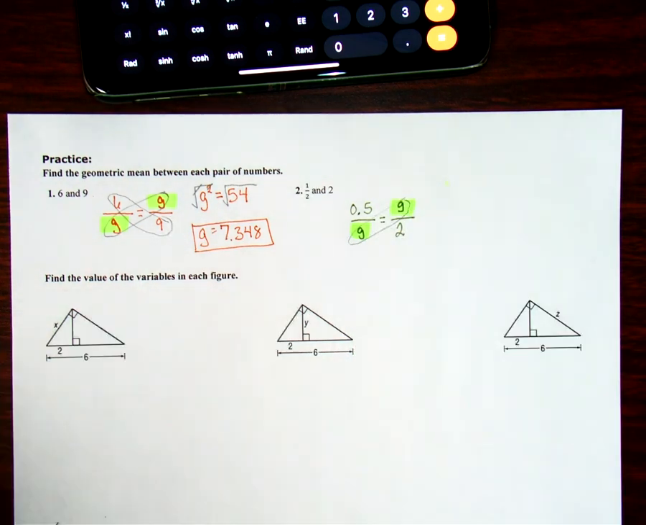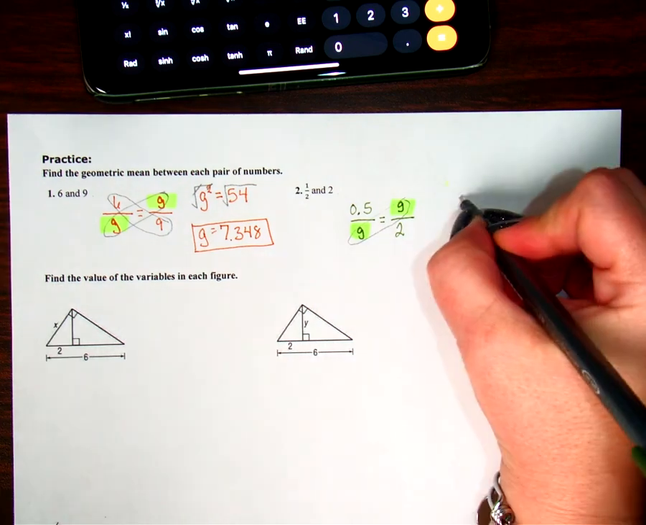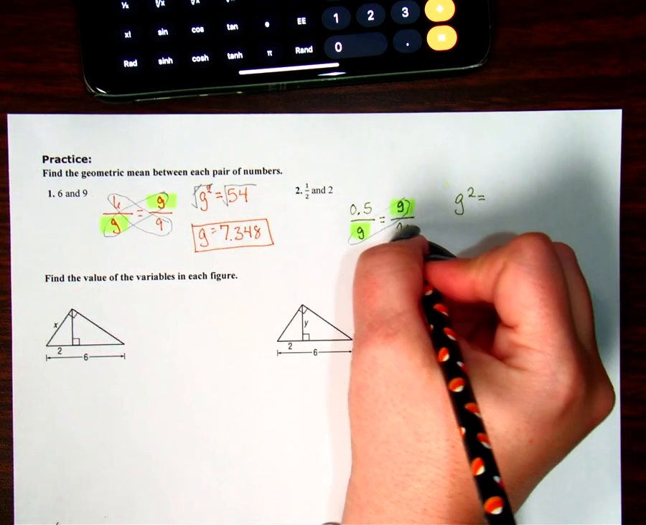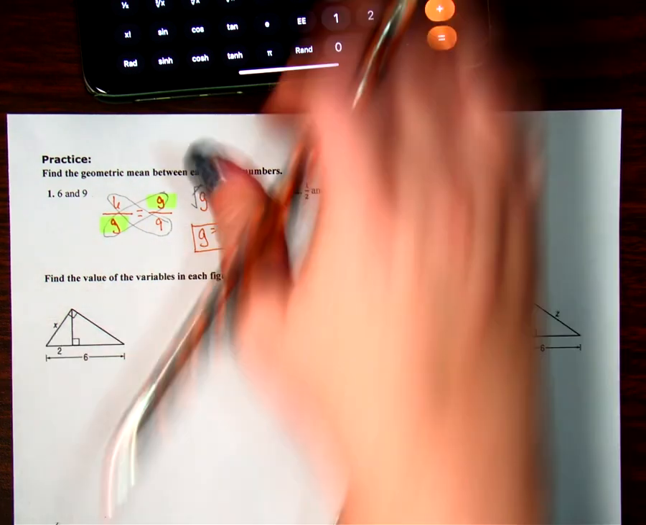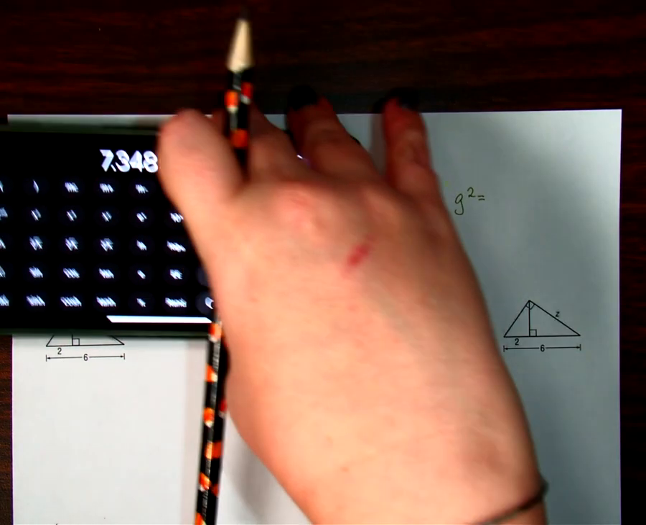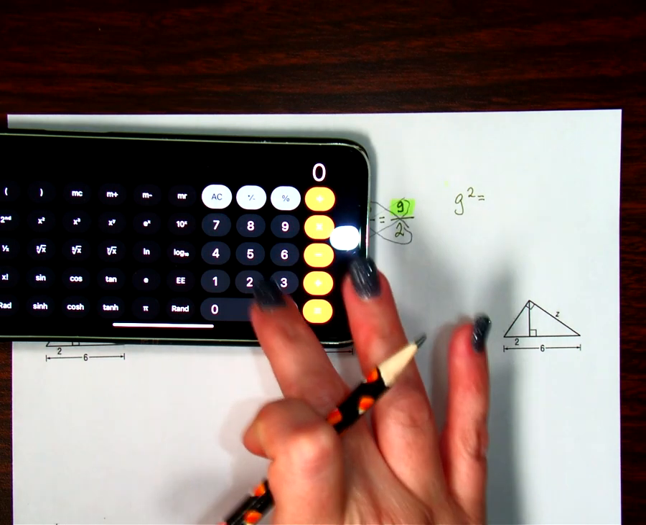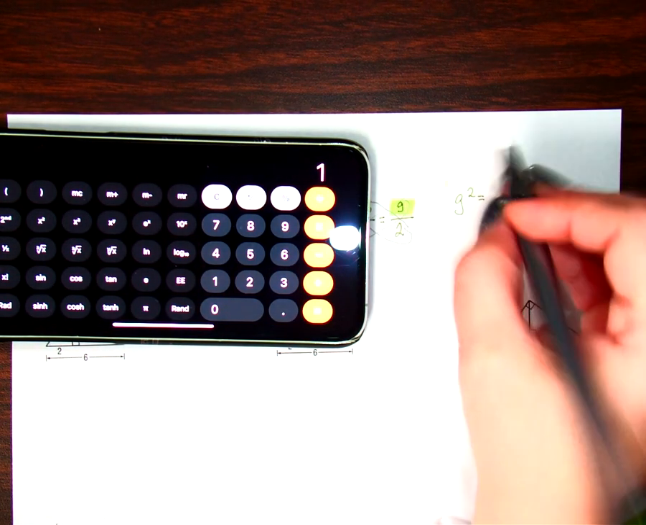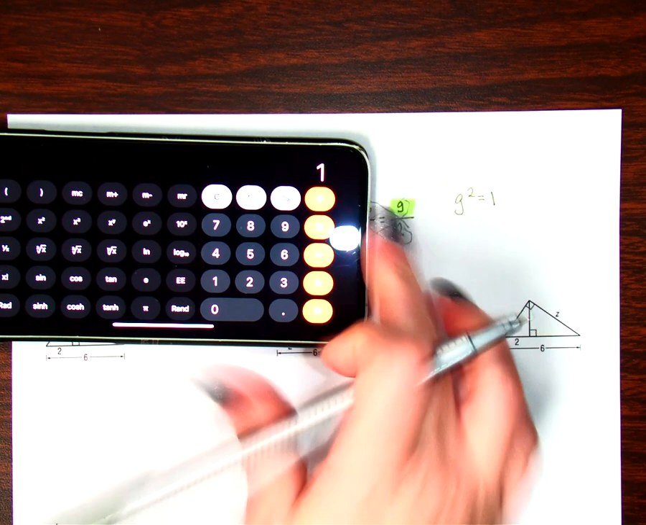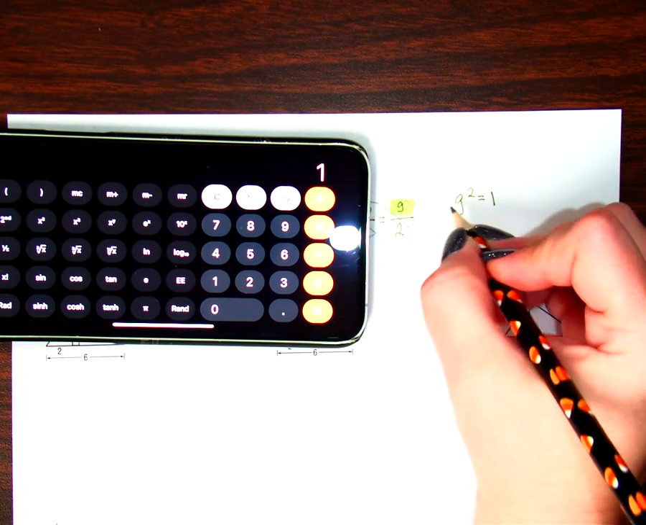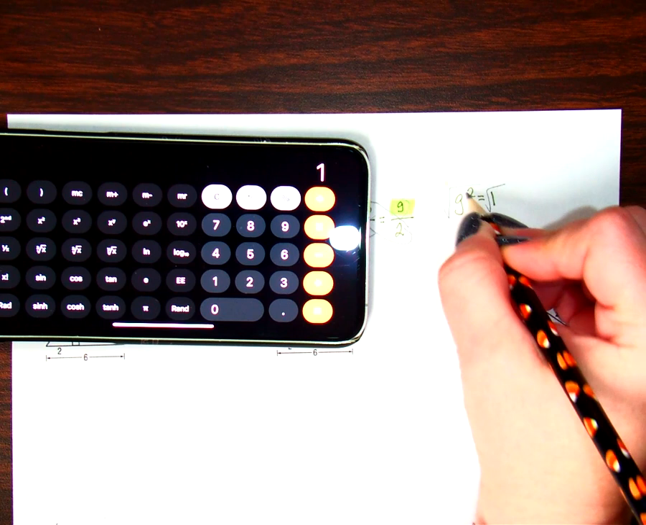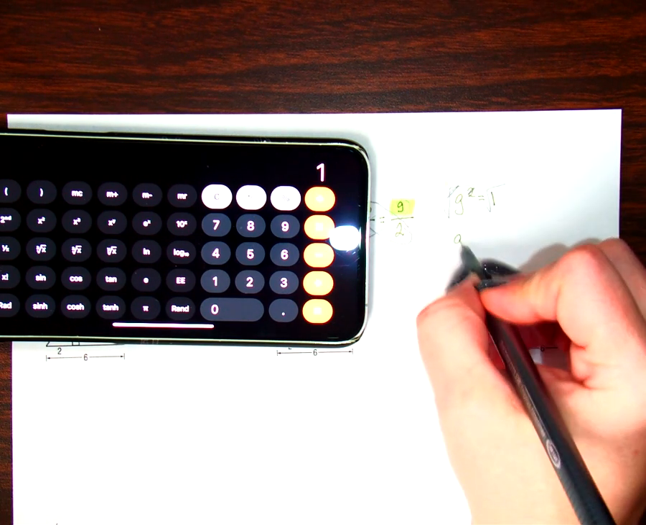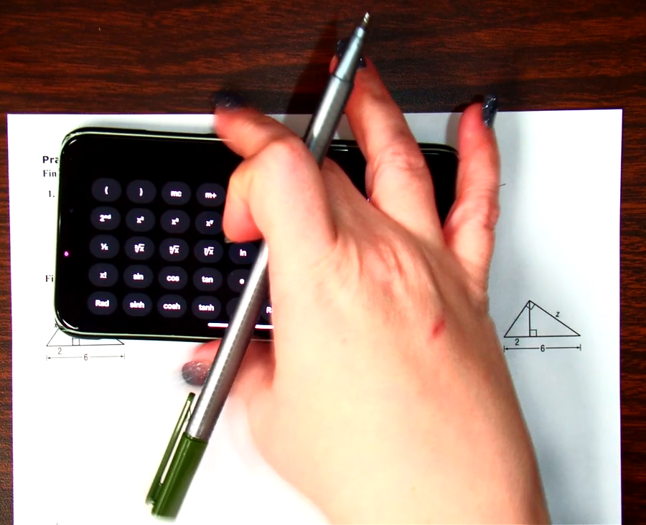I'm going to get g times g, which is g squared. That's going to equal 0.5 times 2, which, let's see, 1/2 of 2 is 1, right? But just to make sure, 0.5 times 2 is 1. Okay, and then to get rid of the square, we're going to square root on both sides, because squares and square roots cancel. So g equals the square root of 1, and it's already in my calculator.